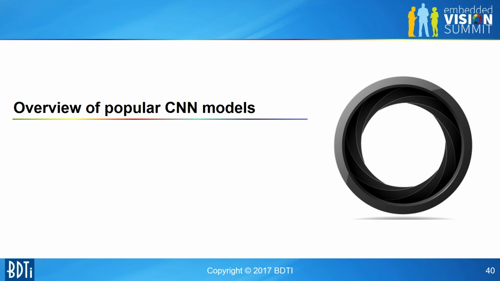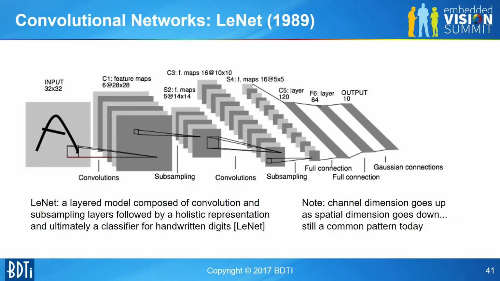So now let's go over some of the popular topologies and networks that you're going to find referenced in a lot of the literature. It all starts off, in terms of convolutional neural networks, with this network called LeNet in 1989. It was designed to classify handwritten digits, and my understanding is it might still be in use in some form or another by the post office. It includes a lot of the common themes that you still find today.